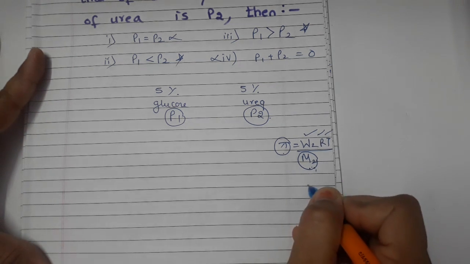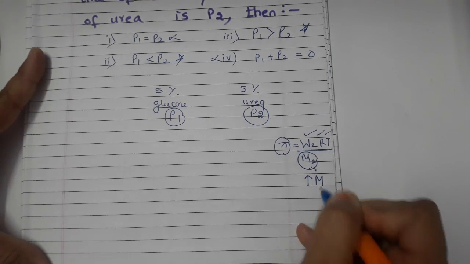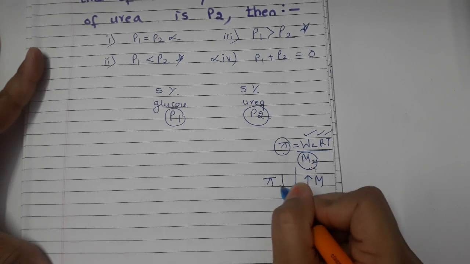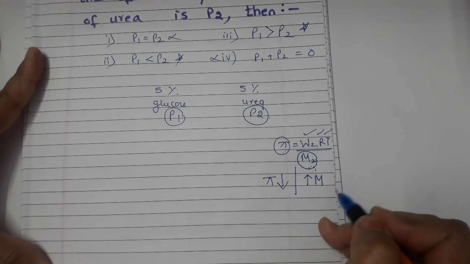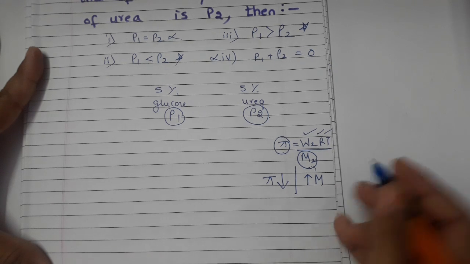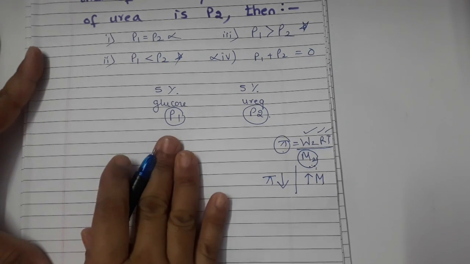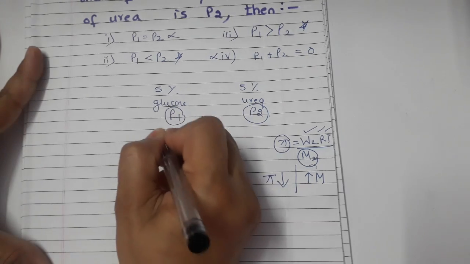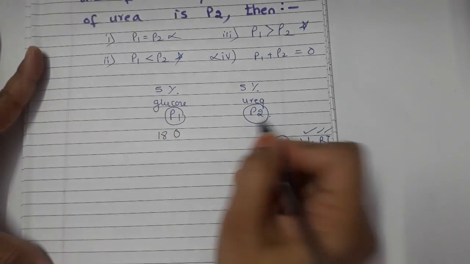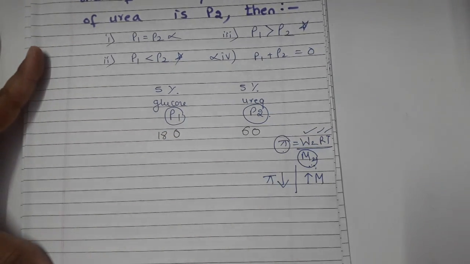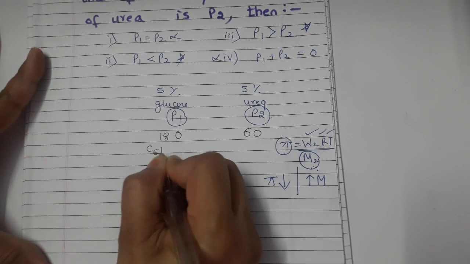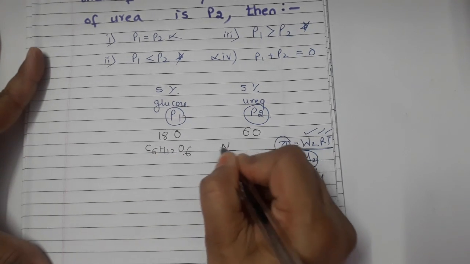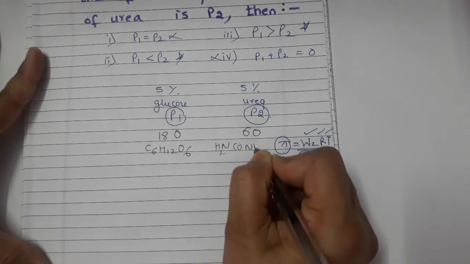More is the molar mass, what is going to happen? Osmotic pressure is going to be less because they are inversely proportional, isn't it? So let us check now in which case the molar mass is more. For glucose we know it is 180, and for urea we should know it is 60. Why have I written this? Because the formula is C6H12O6 and here it is NH2CONH2.